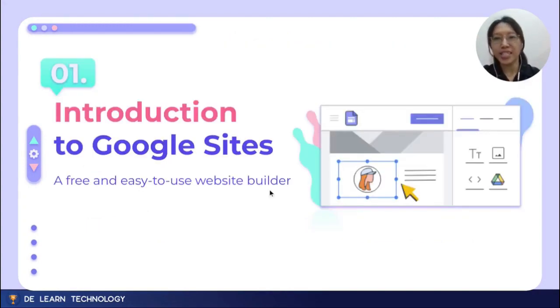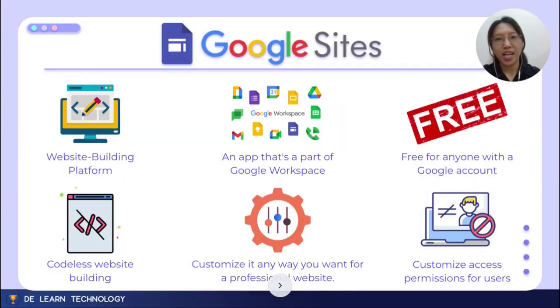Okay, let us start with the first learning objective, which is Introduction to Google Sites. What is Google Sites? Have you ever heard about Google Sites? So, Google Sites actually is a website building platform, and it is an app that is part of Google Workspace. Google Sites is free for everyone with a Google account. So, meaning that if you have your Google account, you can always log in and search for Google Sites in there.